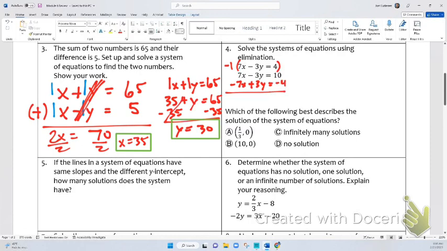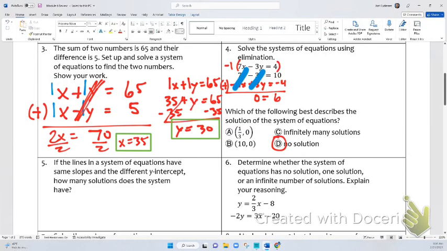When I add straight down, the x's will go away. The y's will also go away. So on the left side, you'll be left with 0. And then on the right side, we have 10 plus negative 4, or 10 take away 4, which gives me a 6. And then it's very obvious that the left side does not equal the right side. So when they do not equal each other, we get no solution, which in this case is letter D.